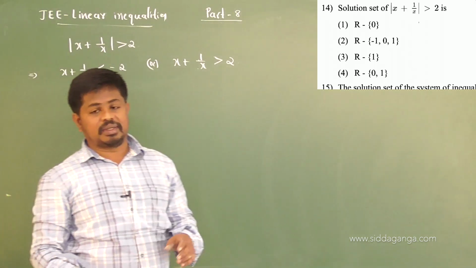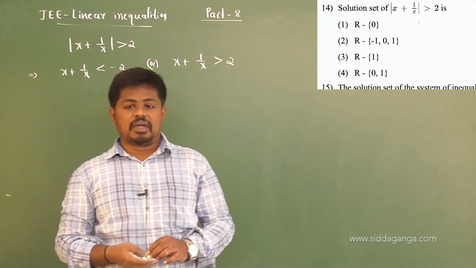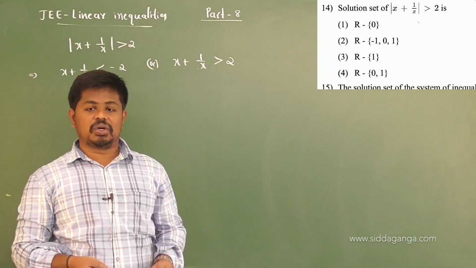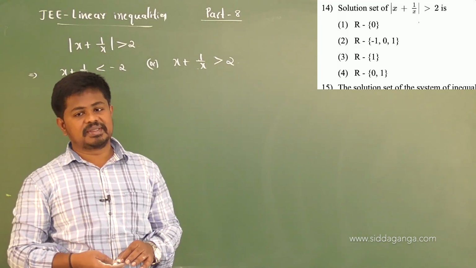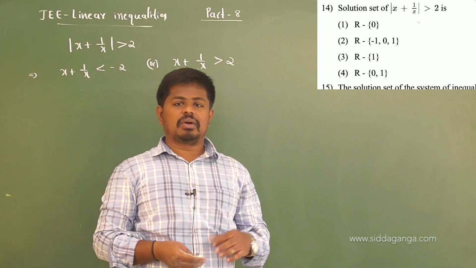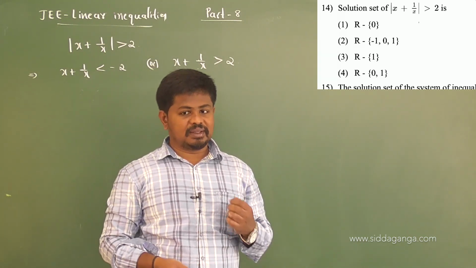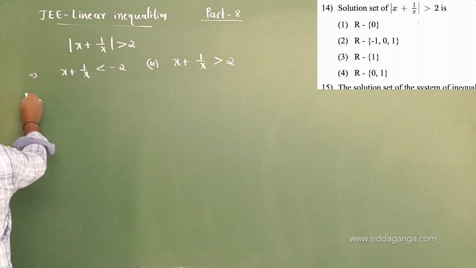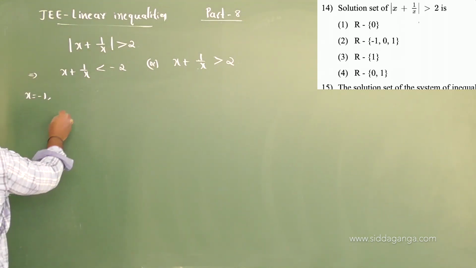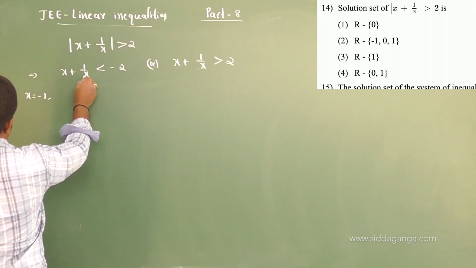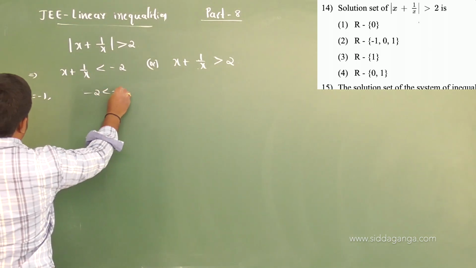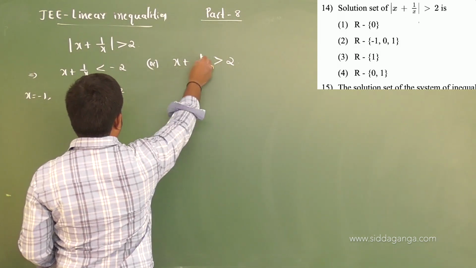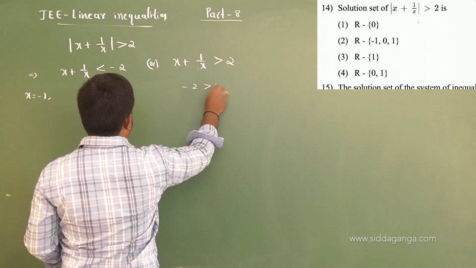Come to the fourth one. Fourth one is what actually? It is set of all real numbers except 0 and 1. You mean it contains all other real numbers except 0 and 1. So let me take the value x equal to minus 1. Let me substitute x equal to minus 1 here. What happens? Minus 1, 1/minus 1. So minus 2. Minus 2 less than minus 2. Of course, wrong. Minus 1, minus 1. So minus 2 is greater than plus 2.